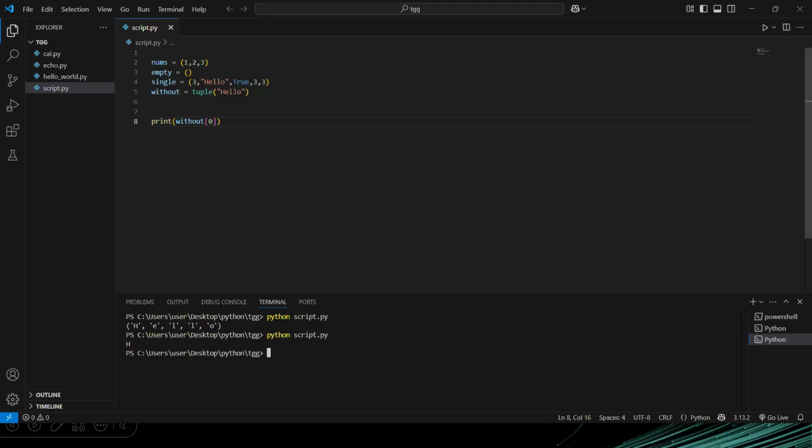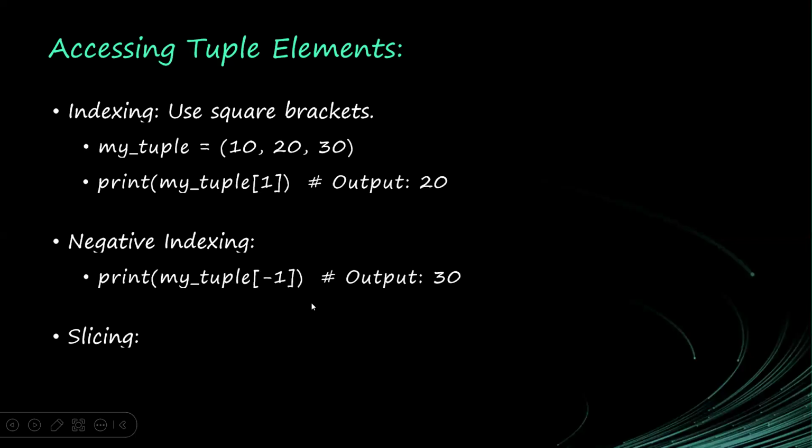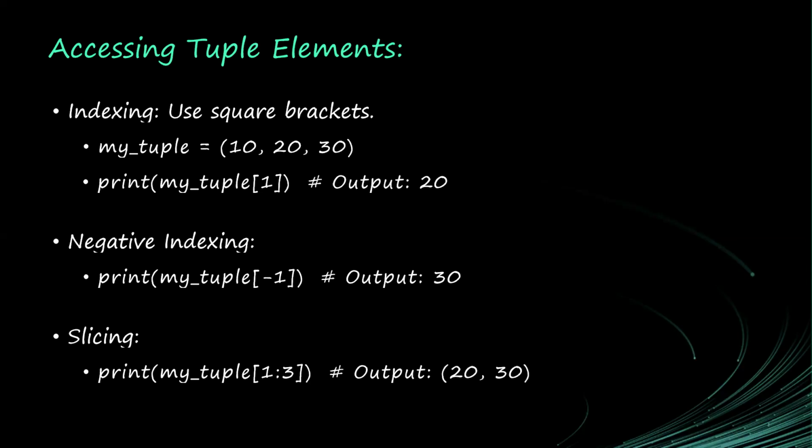I can also use a negative index. If I do negative, of course, it will start from the back. So if I run this now, I'm expecting to get O. So you can use negative index. You can also use slicing. You already know how to do slicing, so basically you can do all these things on a tuple.